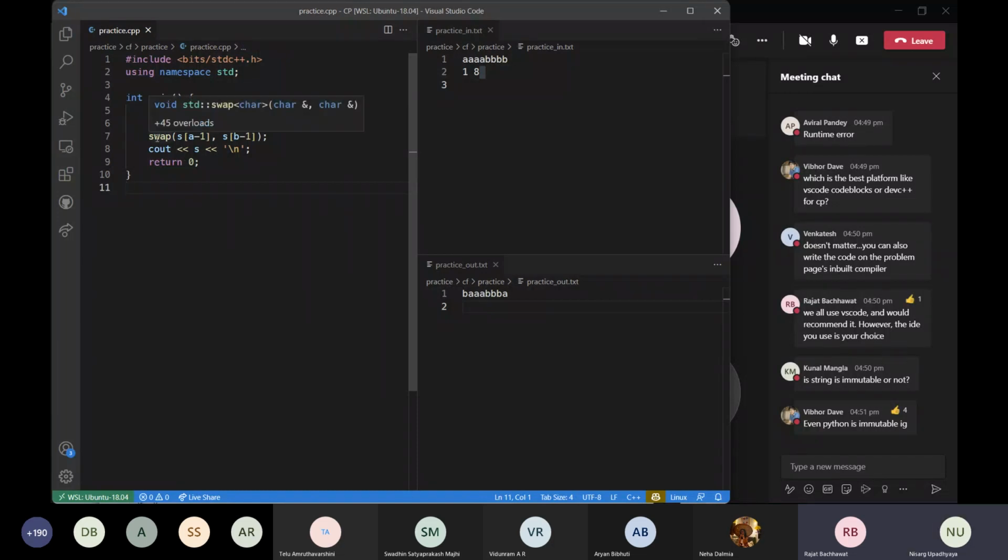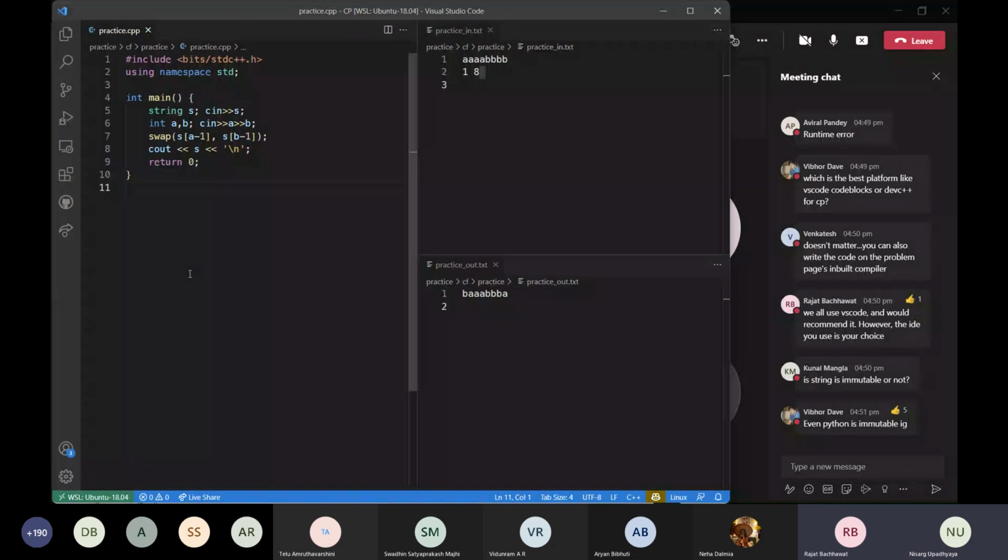Swap is an inbuilt C++ standard template library function which allows you to exchange any two elements, be it integers, characters, even strings can be swapped. And cout is the way to output something in C++. So the input output operations are as such very easy.